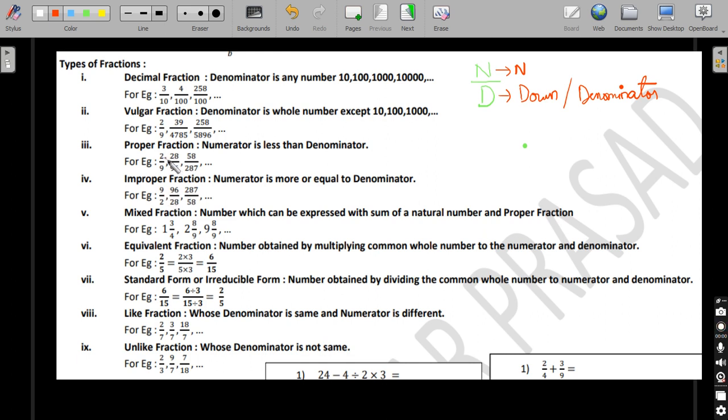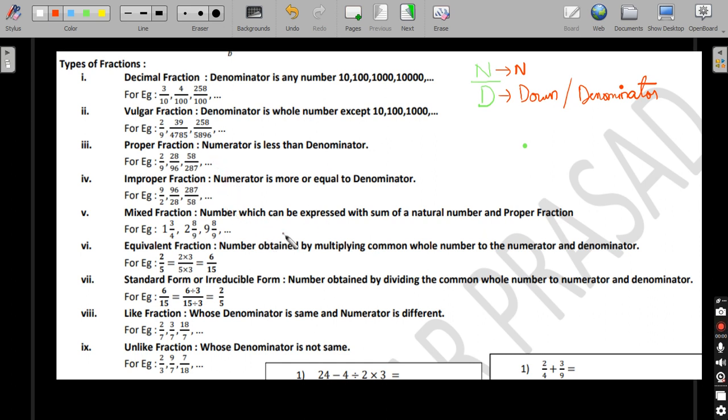Already I have taken the same equation, 2 by 9. Here I will write 9 by 2, which means the numerator should be more. As you are able to see here, the numerator is 9, that is more than 2. Again 9 by 6, that is greater. 28 by 7, that is greater. If the numerator is more, then we call it an improper fraction. If the numerator is less, then we call it a proper fraction.